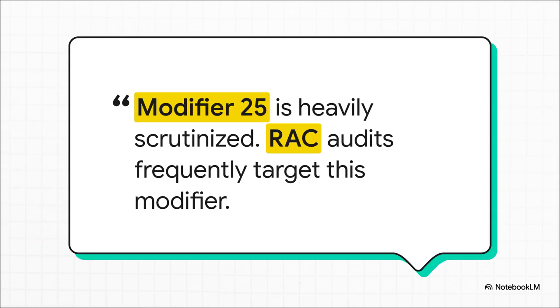I really need you to hear this loud and clear. Modifier 25 is incredibly high risk. It is heavily scrutinized by payers, and RAC audits frequently target it. Why? Simply because it's used so often, and there's a huge potential for inappropriately unbundling E&M services from procedures. So remember, your documentation must perfectly support that separately identifiable service, or you are definitely going to lose that revenue.